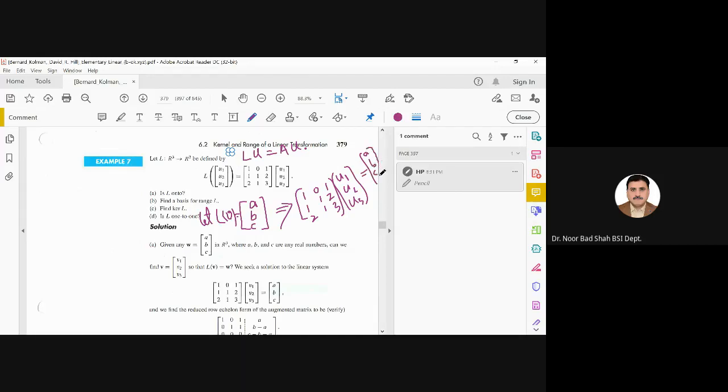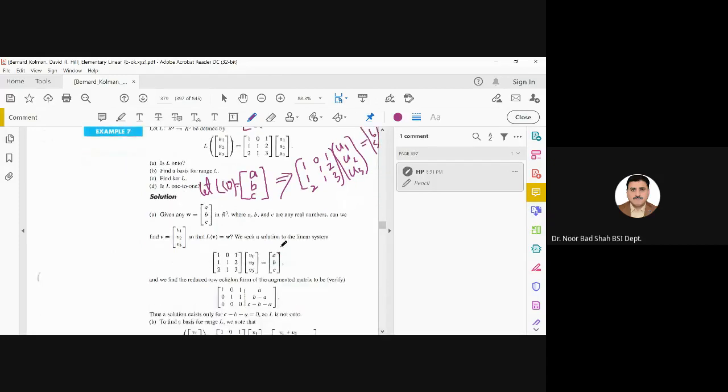Now if this system has solutions, you will go for what? You will go for augmented matrix. You know how to take it. We'll consider A, B, augmented matrix. It will be the same matrix 1 0 1 A, 1 1 2 B, and 2 1 3 C. Now if this system has solution, whether unique solution or many solutions, so we say yes, it is onto. But if it has no solution, then obviously no.